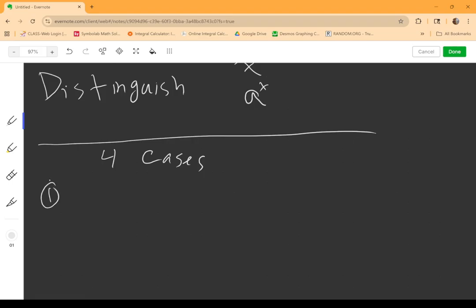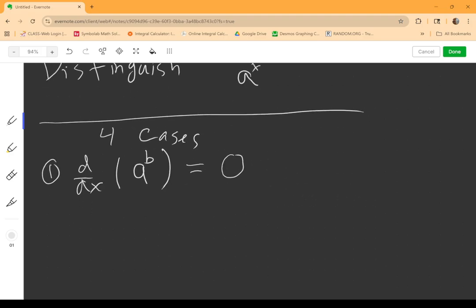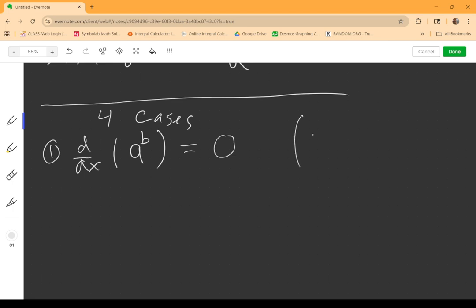The first one is when a and b are constants. So if I want to take the derivative of a to the b, right? Think of 4 to the 3rd power, 8 squared, stuff like that. A and b are constants. They're still constants, so we have the constant rule for derivatives. So that is always 0, right? That's the basic one. A and b are both constants. Again, think 2 cubed, 8 squared, etc. The derivative of those would be 0.